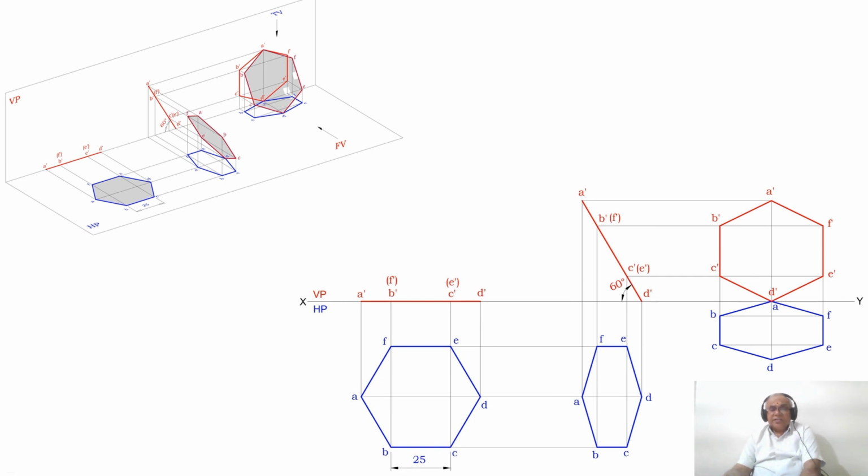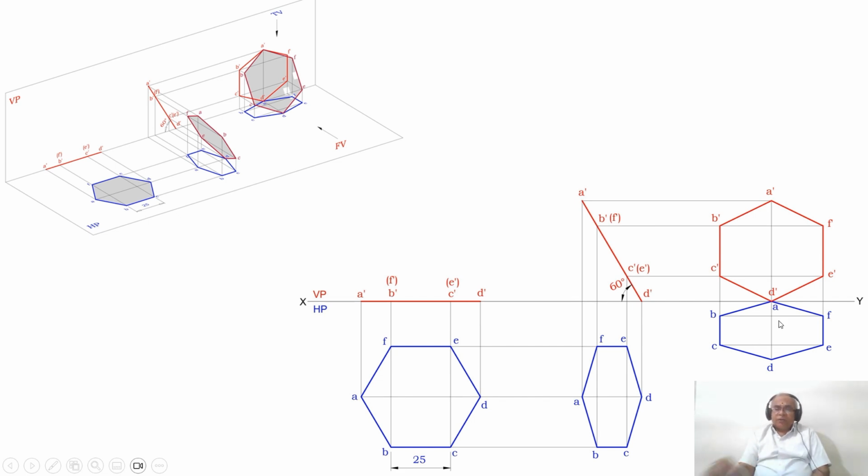by using the sketchbook. And how do I know that my problem is right? You can see that one of the corners is resting on HP, which is D dash, that is this point. The corner opposite to it, that is A dash, should be on VP. So A is on VP. That means you are rotating the second position front view and top view in a clockwise direction and keeping it.